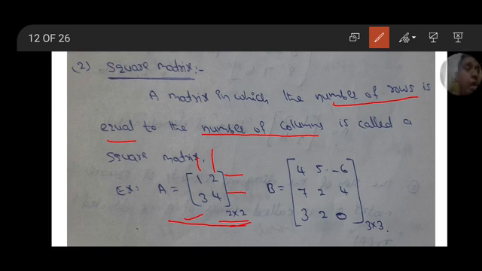And in B matrix 4, 5, minus 6, 7, 2, 4, 3, 2, 0. This is first row, second row, third row, first column, second column, third column. Means number of rows 3, number of columns 3, so it is a 3 by 3 matrix. So equal. Therefore it is a square matrix. 2 by 2, 3 by 3, 4 by 4, 5 by 5, 6 by 6, like that, all are square matrices. 1 by 1 also.